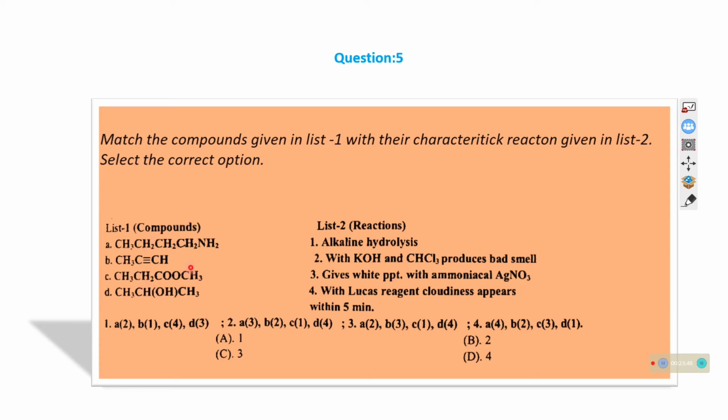List 1 has a primary amine, a terminal alkyne, an ester, and a 2 degree alcohol. List 2: hydrolysis with KOH and chloroform produces bad smell; it gives white precipitate with ammoniacal AgNO3; with Lucas reagent, cloudiness appears within 5 minutes. Primary amine reacts with potassium hydroxide and CHCl3. They give isocyanide, that has a bad smell.